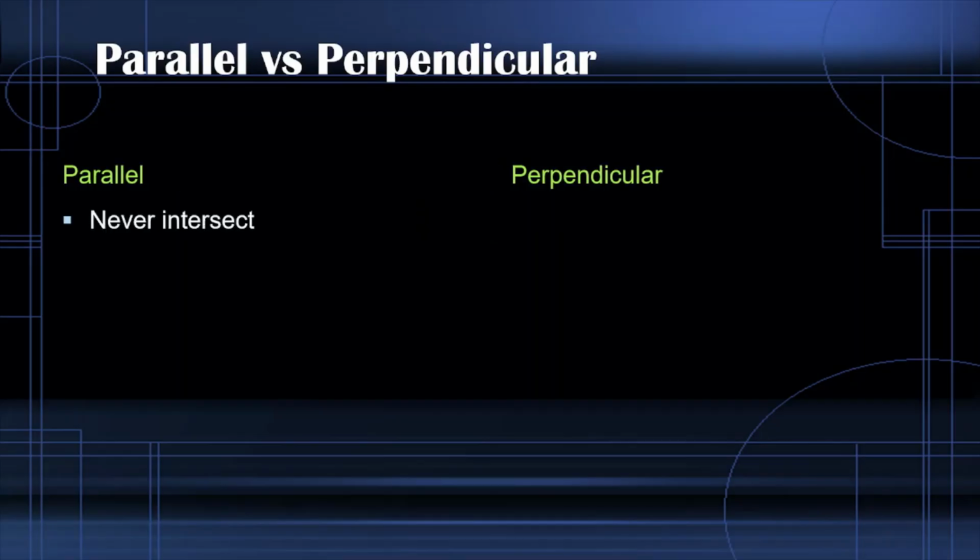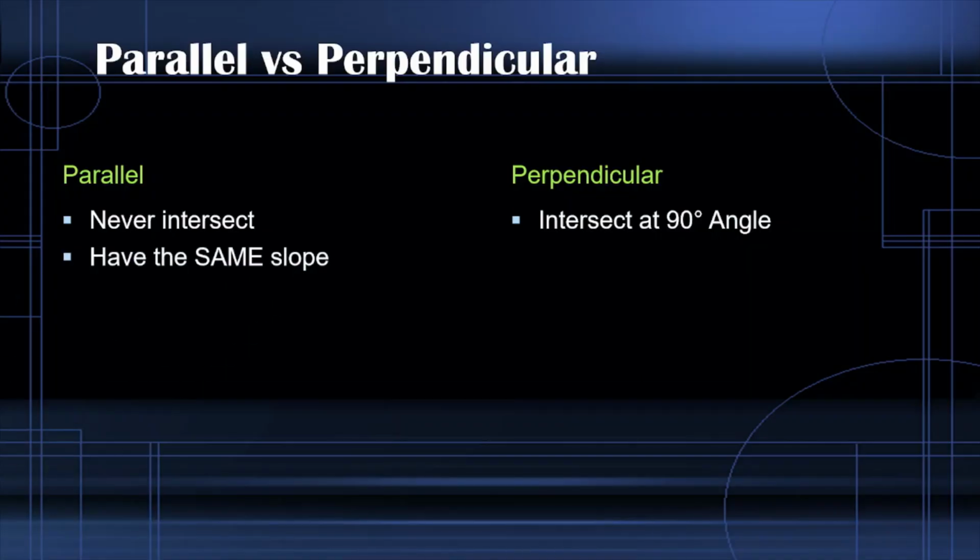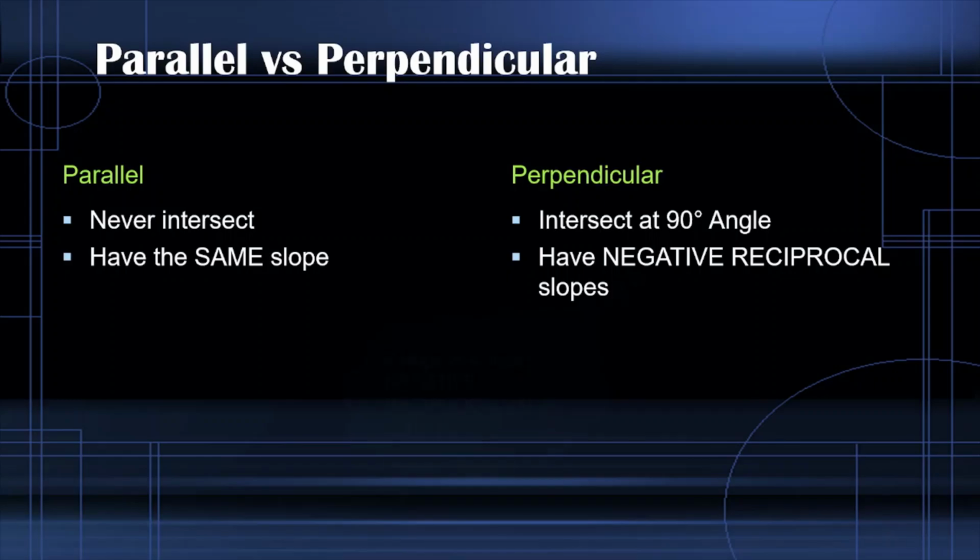Parallel lines never intersect. It's like an equal sign. Perpendicular lines, of course, intersect or meet at a 90-degree angle. Think of the letter T or a plus sign. Parallel lines then have to have the same slope. Perpendicular lines then have negative reciprocal slopes. Now that's a little confusing.